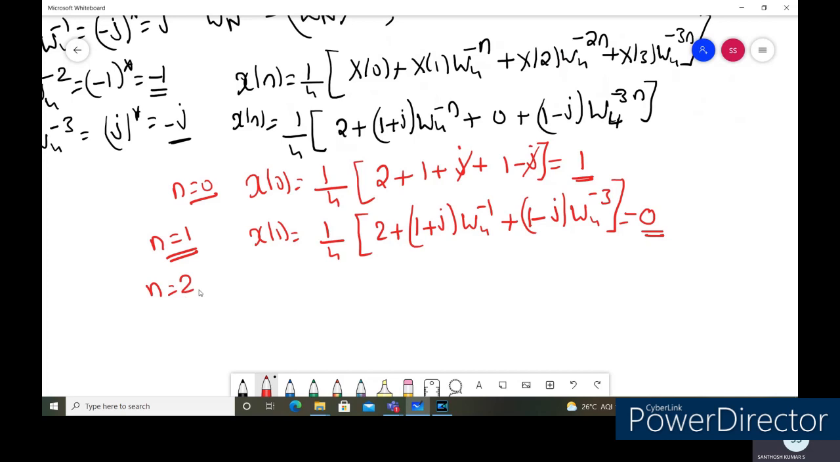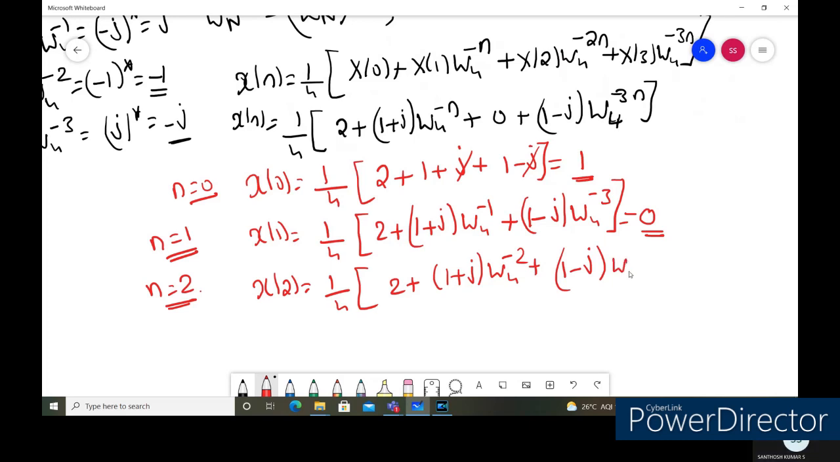So similarly, let us substitute n is equal to 2. So it has become x of 2 is equal to 1 by 4 into 2 plus 1 plus j into omega 4 to the power of -2 plus 1 minus j into omega 4 to the power of -6. Omega 4 to the power of -6 is nothing but omega 4 to the power of -2. If you simplify this by substituting the values, the value of this one will become equal to 0.